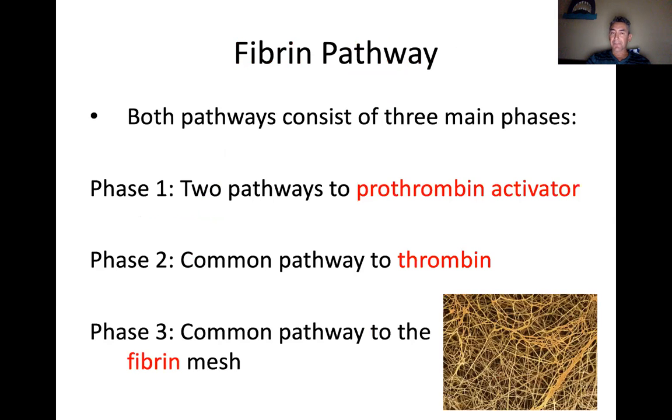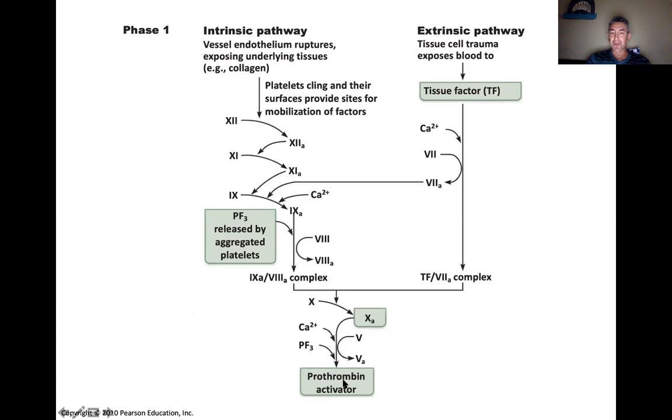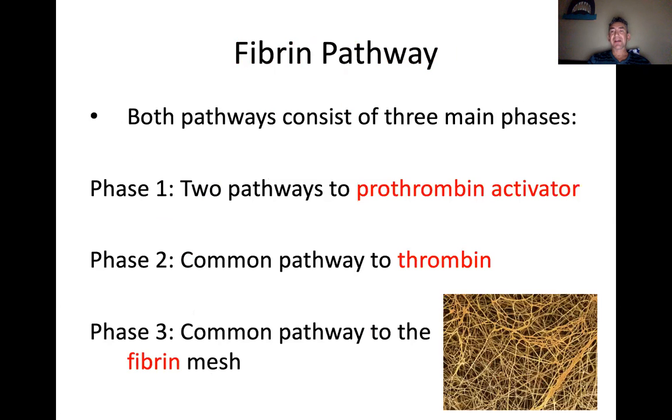To make our story short and simplistic, we had to arrive at our prothrombin activator. On the left through the intrinsic, on the right through the extrinsic, we arrive at prothrombin activator. Once we're there, we have a singular path now. It's not two separate pathways, it's a final common pathway. Prothrombin activator activates prothrombin to form thrombin, and thrombin will be the initiating precursor to the final fibrin mesh.